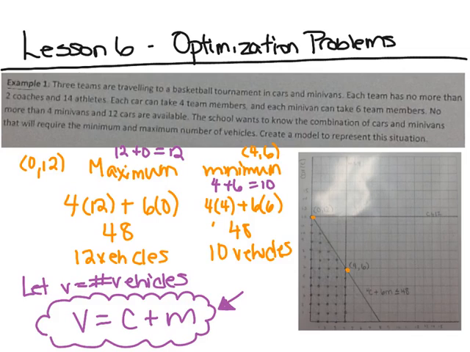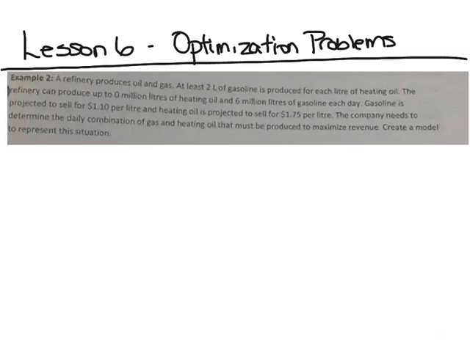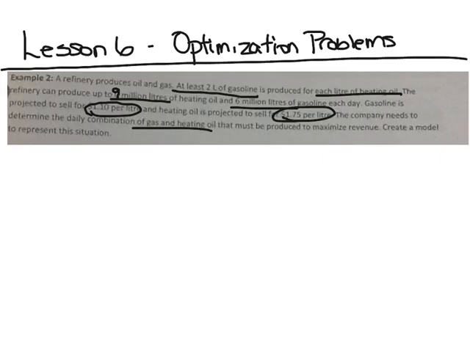Example 2. A refinery produces oil and gas. At least 2 liters of gasoline is produced for every liter of heating oil. The refinery can produce up to 9 million liters of heating oil and 6 million liters of gasoline each day. Gasoline is projected to sell $1.10 per liter, and heating oil is $1.75. The company needs to determine the daily combination of gas and heating oil that will maximize revenue. To create a model to represent this situation.